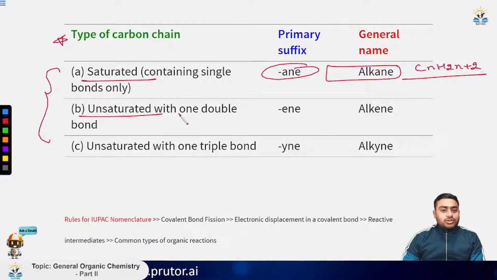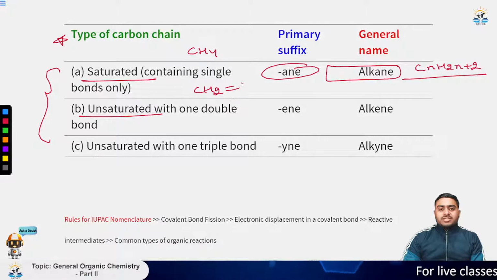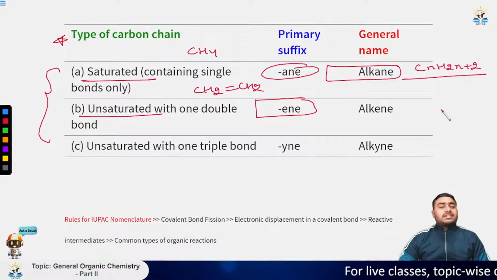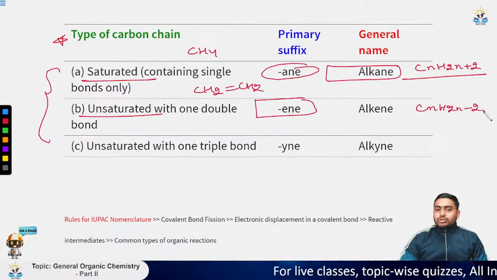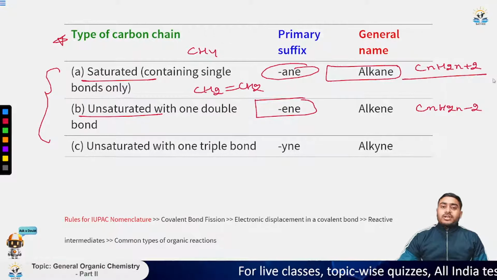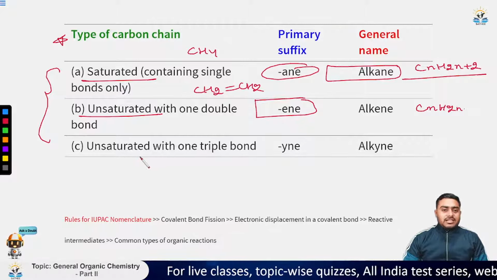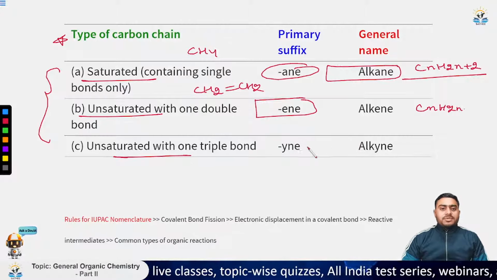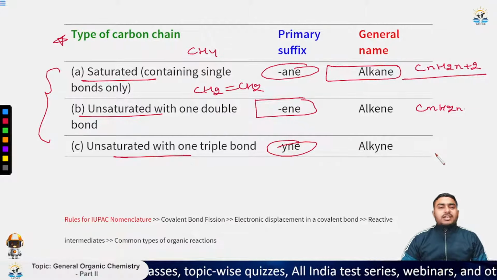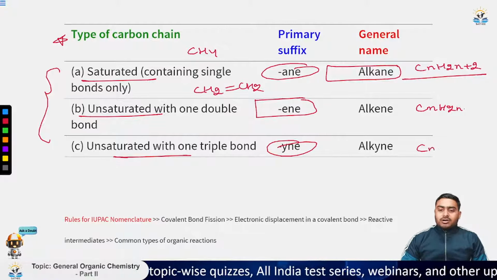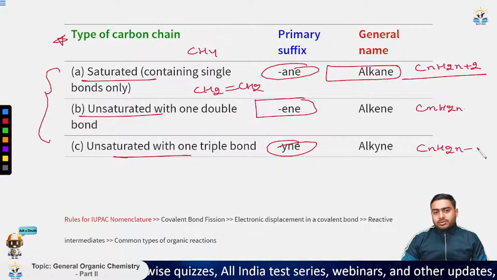Unsaturated with one double bond. Example, the simplest alkane is methane. The simplest alkene is CH2=CH2, and the primary suffix will be ene, and the general name will be alkene, and the general formula will be CnH2n. CnH2n-2 will be for alkyne, and CnH2n for alkene. And next one, unsaturated with one triple bond, that means the suffix will be yne and the general name will be alkyne, and the general formula will be CnH2n-2.